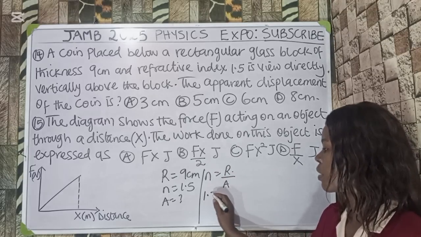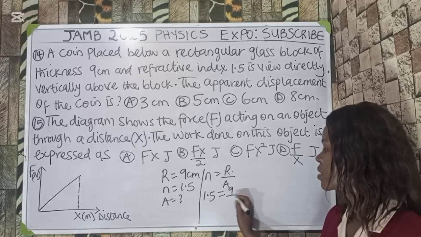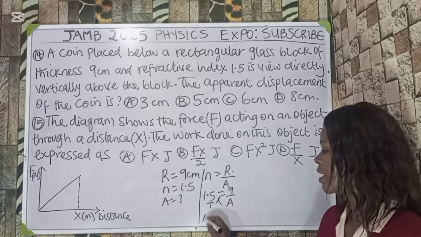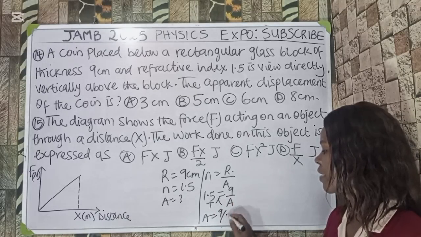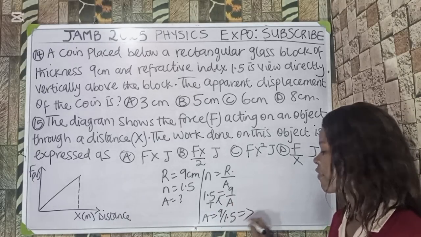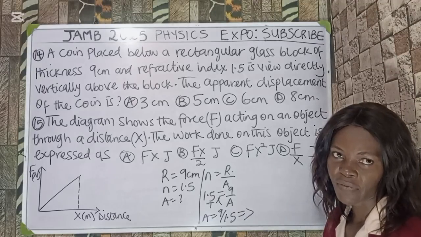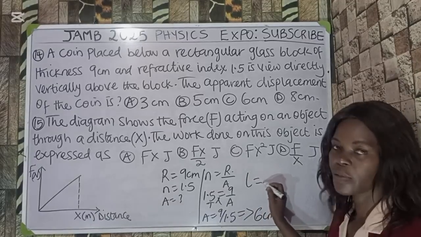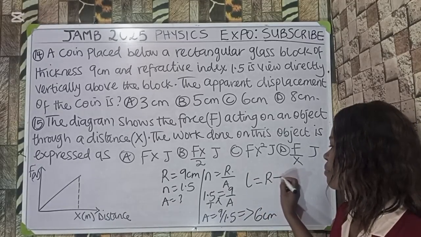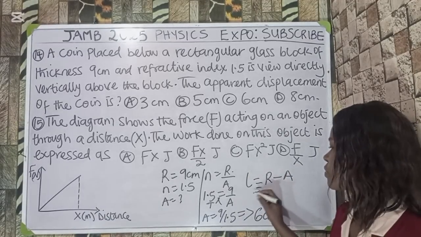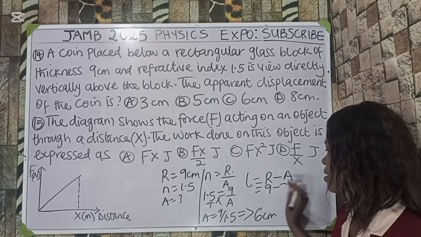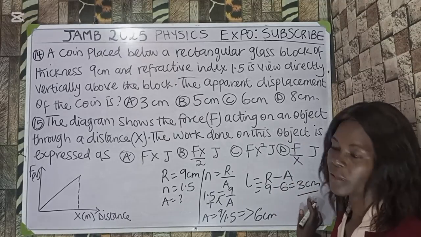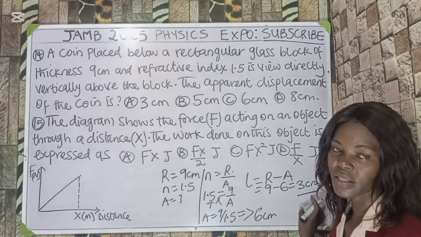That is, 1.5 is equal to 9 over what? A. If you cross multiply, A is equal to 9 divided by 1.5, which gives us 6 centimeters, right? Then the apparent or lateral displacement is what? Real depth minus apparent depth. That is, real depth is 9 minus 6. That gives rise to 3 centimeters. Okay, so now this is the correct option. This is how to solve it.